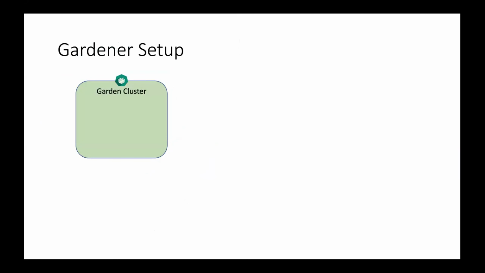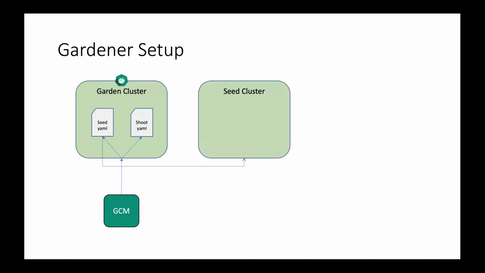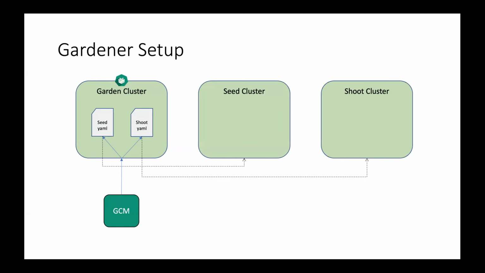All right, just to bring everybody on the same page. In general, if we have a garden cluster, in the garden cluster we currently have the seed and the shoot YAML, and the Gardener controller manager operates on those two. The seed YAML represents a seed cluster. As of now, we don't really care about what it actually is. It just has to have a kubeconfig and a reference to a cloud profile. And the shoot YAML, of course, represents a shoot cluster.